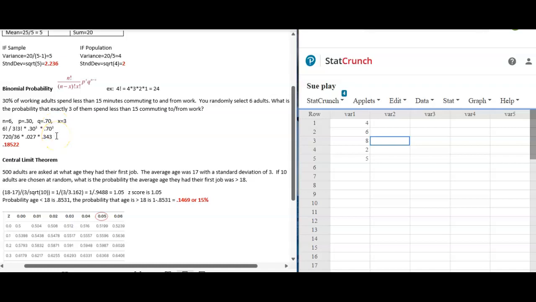So I just use my calculator to calculate these values. 0.70 raised to the third power is 0.343. 0.30 raised to the third power is 0.027.